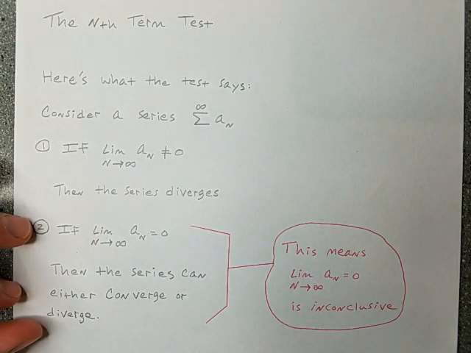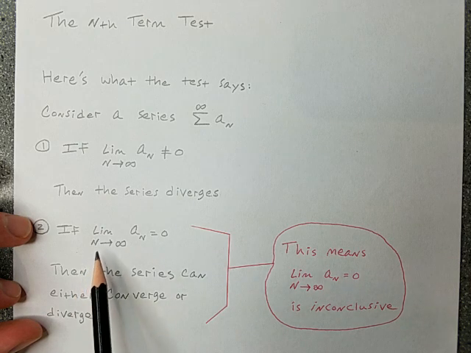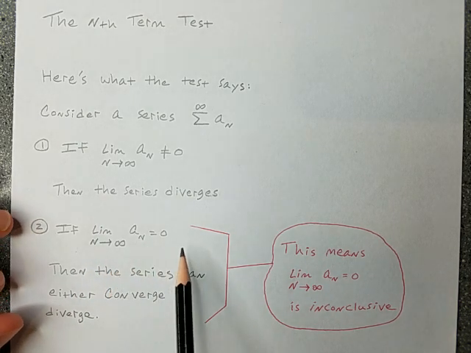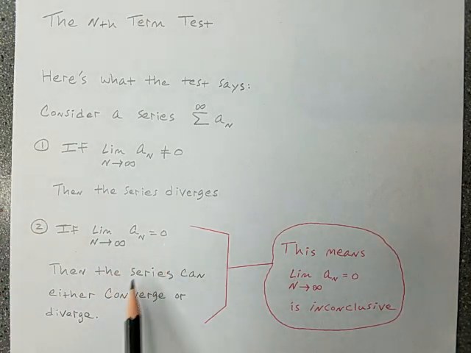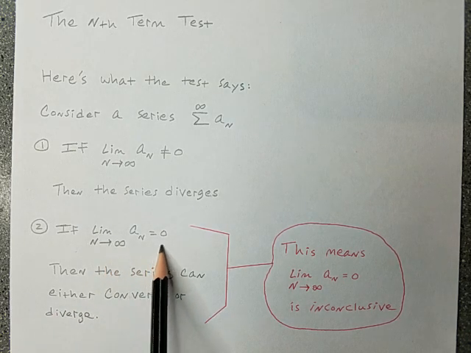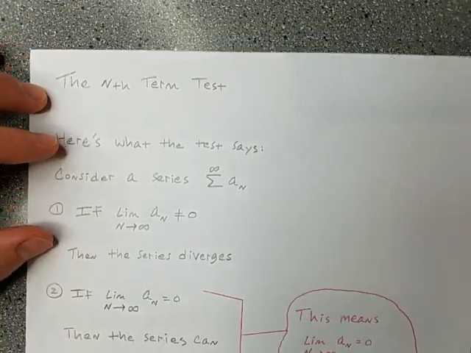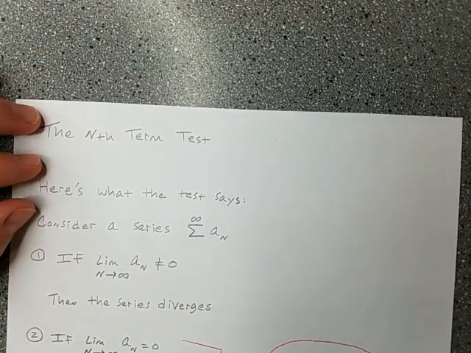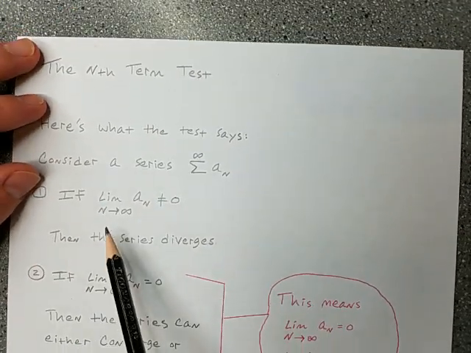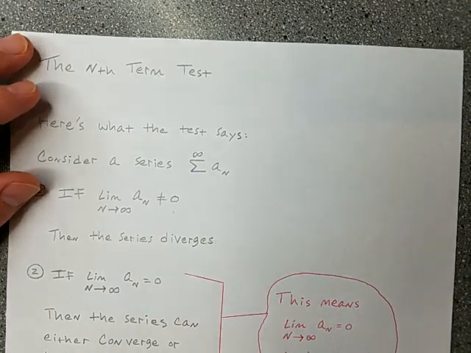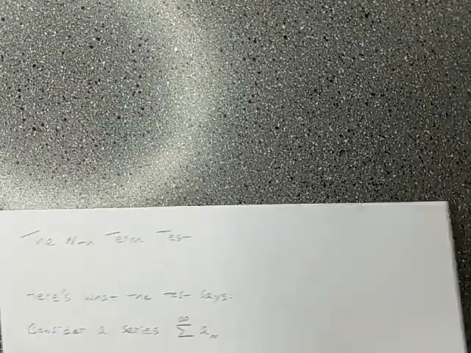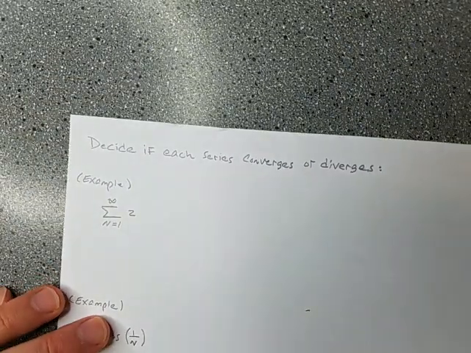For whatever reason, people are inclined to think that if the limit as n goes to infinity is 0, that must mean it converges. That's not true. It's inconclusive. The only way from the nth term test that you can make a judgment is if this limit at infinity is not 0. Let's look at some examples. It'll be pretty black and white to decide from here.